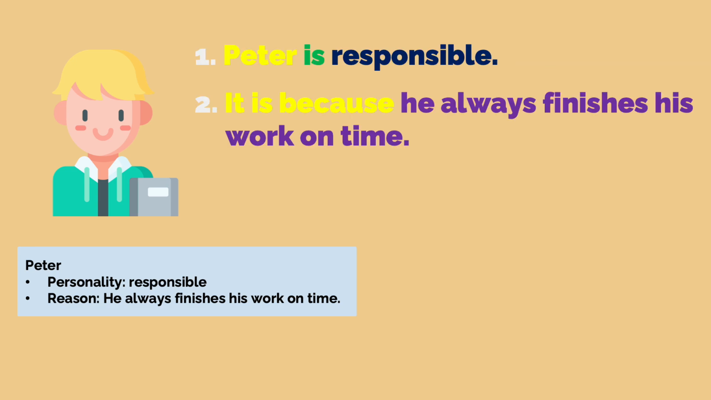Now, let's check the answers together. First of all, to describe Peter's personality, we can say Peter is responsible. Peter is the subject, is the verb, and responsible is the adjective. To explain why Peter is responsible, we can say it is because he always finishes his work on time. This sentence explains why Peter is responsible.